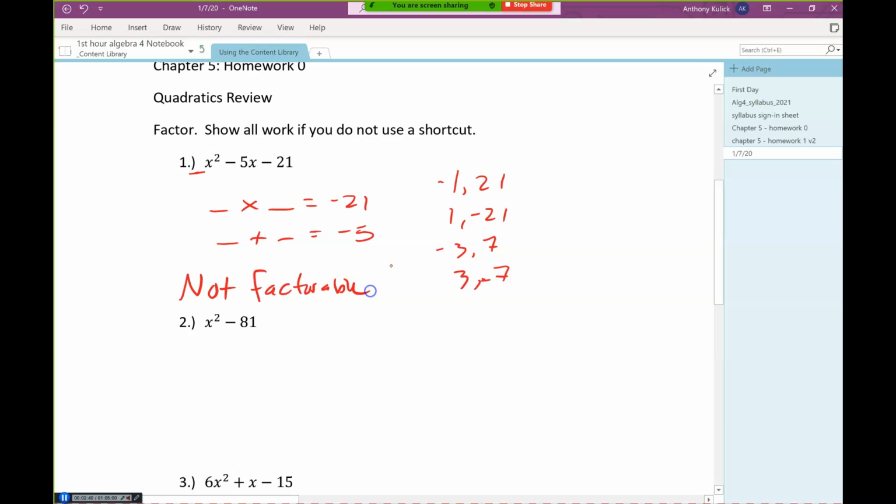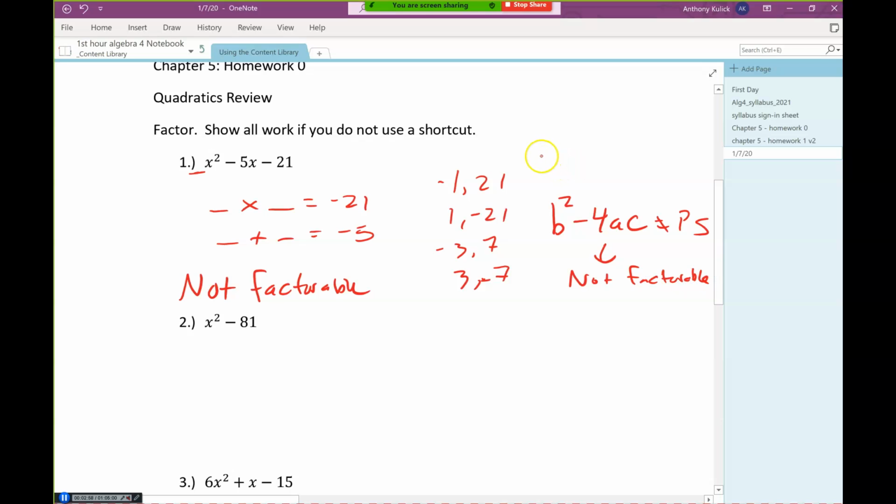Now, we can confirm this. There's a test for factorability. I can also have done b squared minus 4ac. And if this is not a perfect square, that implies that we're not factorable.